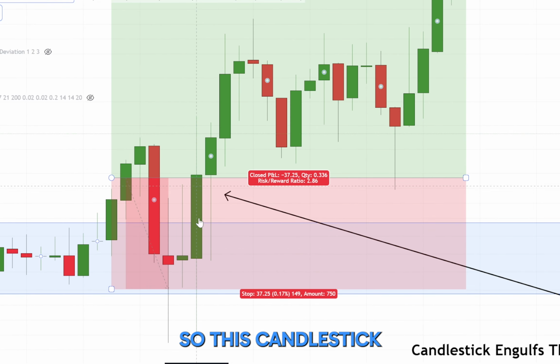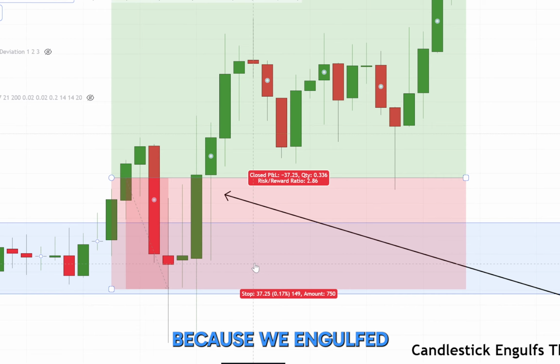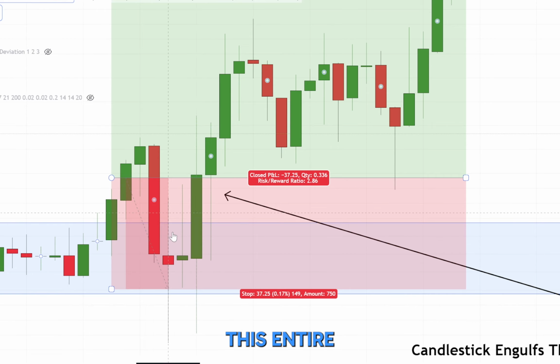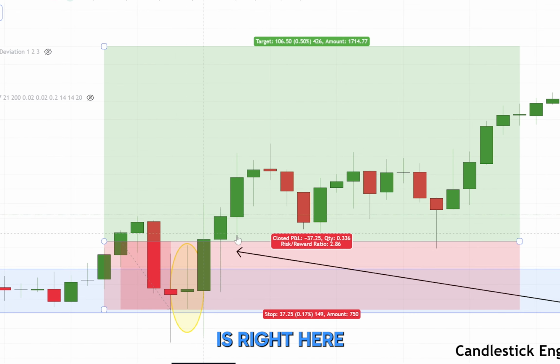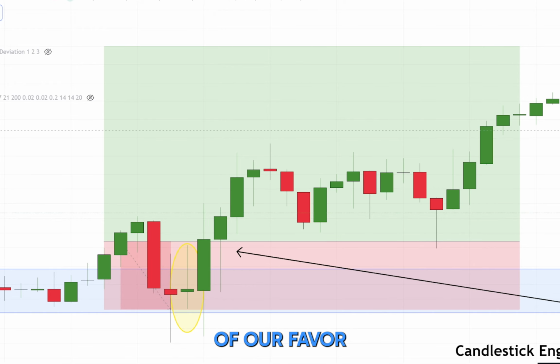So this candlestick right here is the candlestick that is the entry. Why? Because we engulfed this entire candlestick. So we break above this, our entry is right here, and then we get in. The trade does pull back on us a little bit, but then it ends up going in our favor.